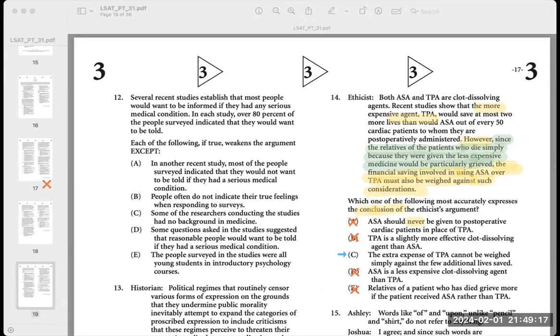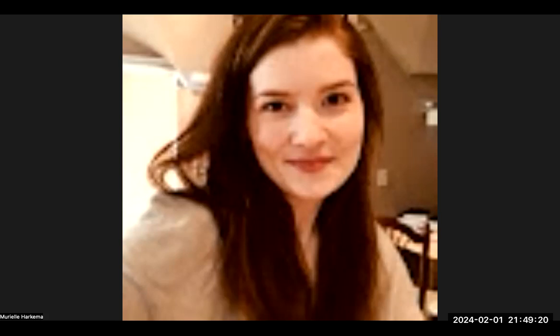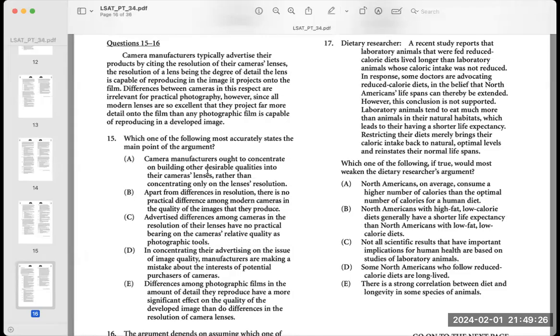Okay. Right. So we have: camera manufacturers typically advertise their products by citing the resolution of their cameras' lenses. The resolution of a lens being the degree of detail the lens is capable of reproducing in the image it projects onto the film. So they just define resolution there, but for that sentence, it's really just about camera manufacturers advertising their products by talking about resolution.